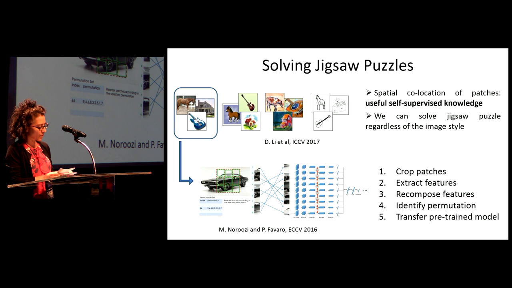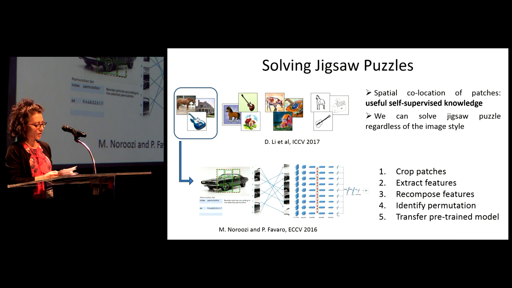Separate image patches were cropped out of an image and shuffled. Each patch went through feature extraction, and the patches were then recomposed at the feature level. Finally, a classifier was trained to recognize the patch permutation. It has been shown that this self-supervised model can be efficiently used as a starting point for transfer learning.